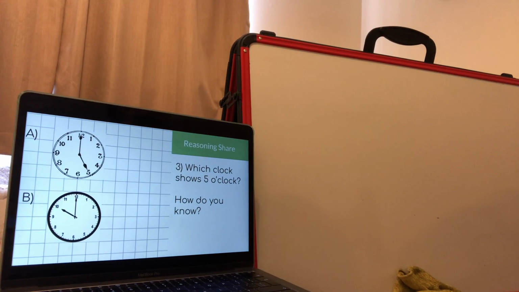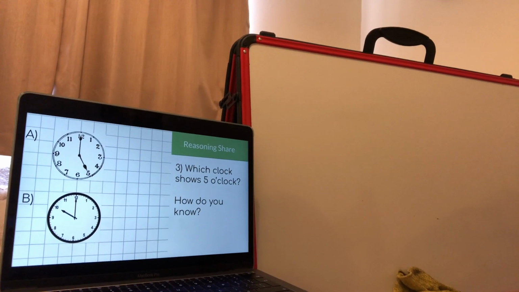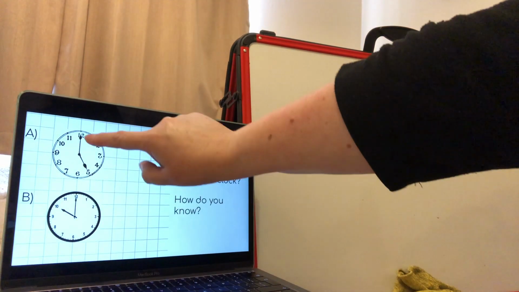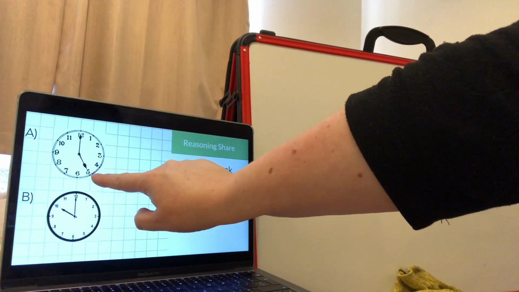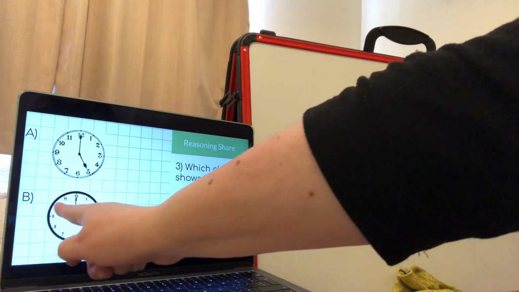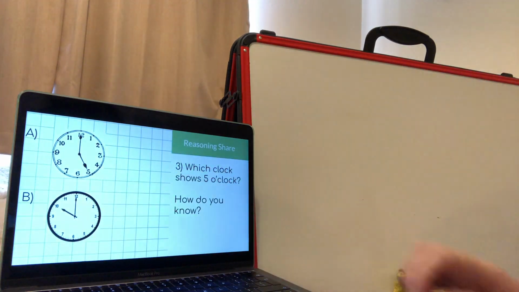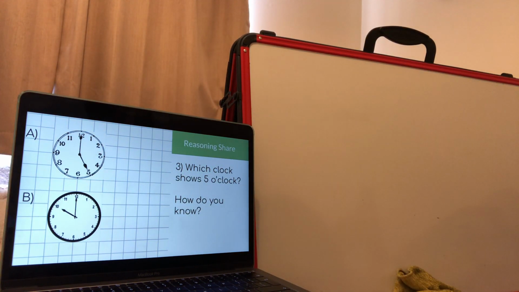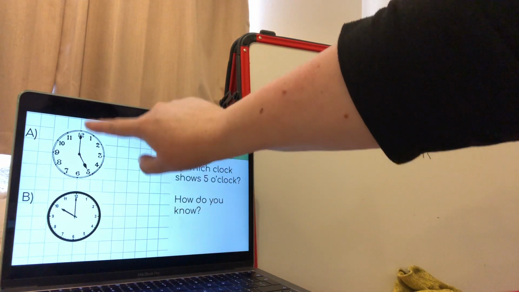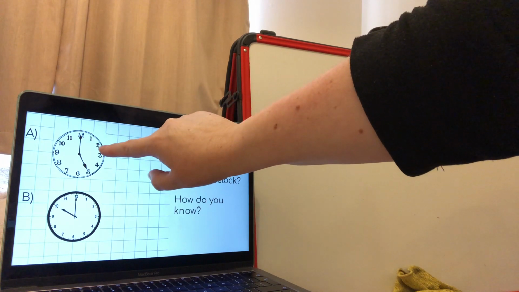Number 3, which clock shows 5 o'clock? I wonder which one you think it is. Have they both got the minute hand at the top? Yep, they have. They're both something o'clock. This one's got an hour hand on 5, so what time does that say? And this one's got an hour hand on 10, so what time does that say? So which one is it, A or B, that shows 5 o'clock? Yeah, I think it's this one. The hour hand pointing to 5, the minute hand on the top for o'clock, 5 o'clock, it's A.